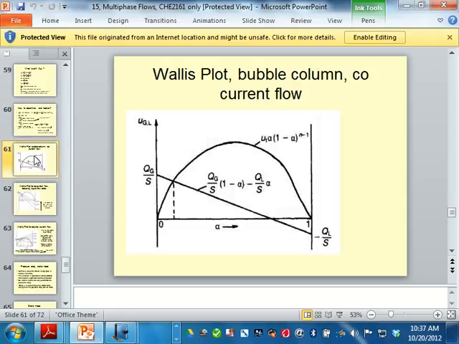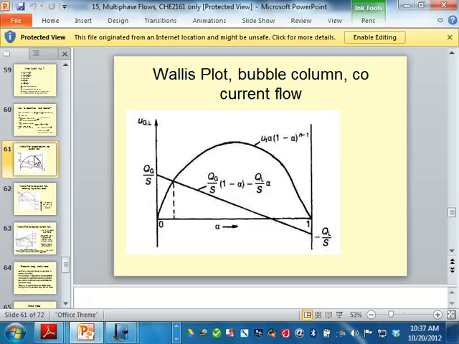So Q gas is normally positive. If you have co-current flow, in other words, the liquid is also flowing upwards, your QL will be positive. But in this case, QL is negative because it's counter current flow. The liquid is flowing downwards, the bubble is rising up. That's why it's negative here. In this case, not all cases you have two solutions. Some cases you only have one solution. That's the void fraction for that particular system.